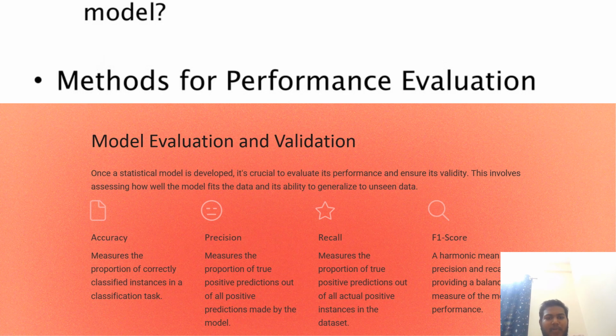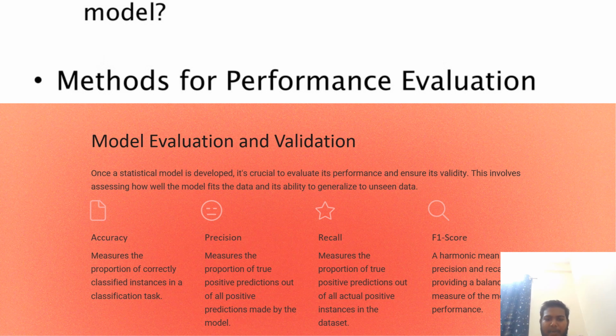Next, model evaluation and validation. Once the statistical model is developed, it is evaluated for performance, ensuring validity. It involves assessing how well the model fits the data and its ability to generalize. Accuracy measures the proportion of correctly classified instances in the classification task. Precision measures the proportion of true positive predictions out of all positive predictions.